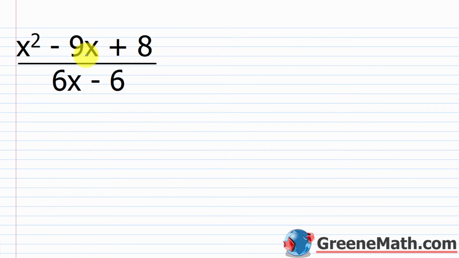So we have x squared minus 9x plus 8 over 6x minus 6. What you want to do here is factor the numerator and denominator and see what you can cancel. In the numerator, we have a trinomial, so we're going to factor that as the product of two binomials. So it's an easy scenario. I have x squared, so I'm going to put x here and x here. And then just find two integers whose sum is negative 9 and whose product is positive 8. Well, that would be negative 8 and negative 1.